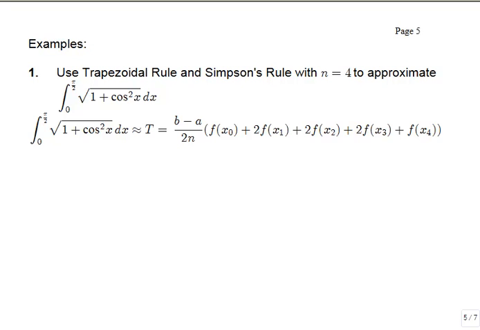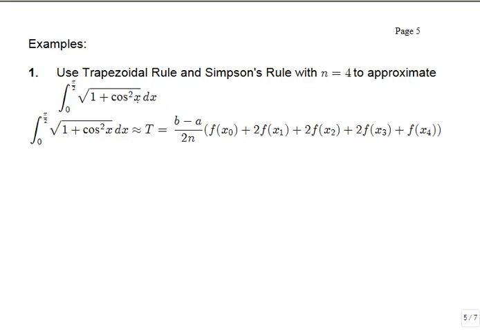Okay, let's go about practicing using this trapezoidal rule and Simpson's rule for a specific function. So this would be what a typical problem would look like. We want to approximate the integral from 0 to pi over 2 of the square root of 1 plus cosine squared x dx. Now first of all, the reason why we have to use trapezoidal rule or Simpson's rule here is because the square root of 1 plus cosine squared x is not something we know how to integrate. So there would be no way of us getting an answer to this integral.